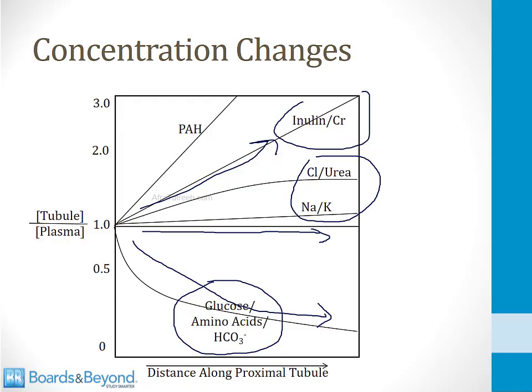And then finally, PAH, which is para-aminohippuric acid, actually has the steepest line of all. The reason it's like this is because it is secreted by the tubule. So not only is it not reabsorbed, but the tubular cells add PAH to the urine in the lumen, and therefore its concentration rises the greatest.